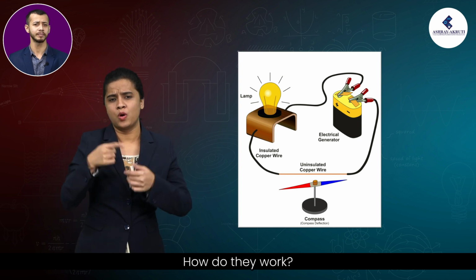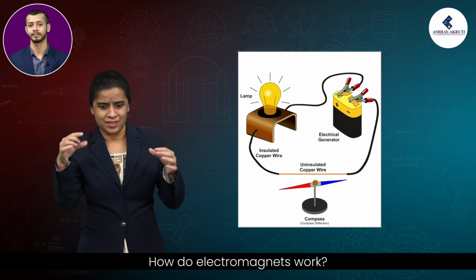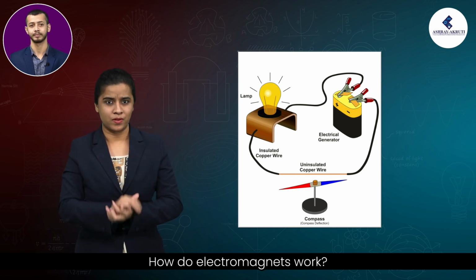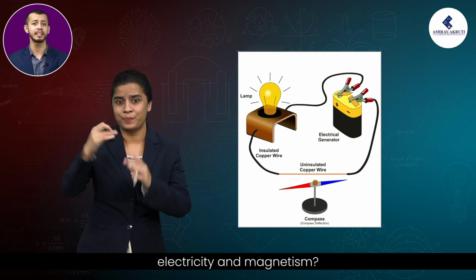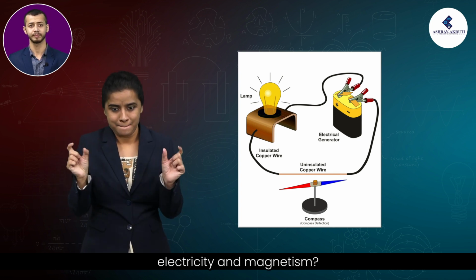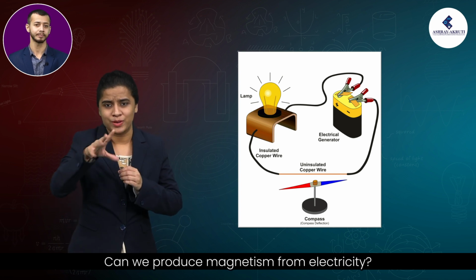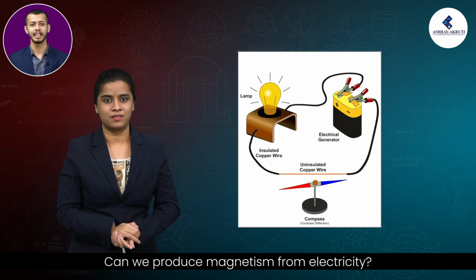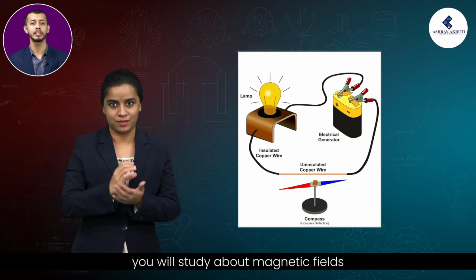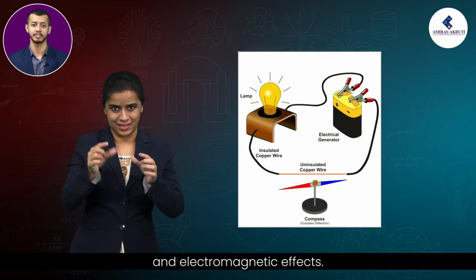How do they work? How do electromagnets work? Is there any relation between electricity and magnetism? Can we produce magnetism from electricity? In this chapter, you will study about magnetic fields and electromagnetic effects.